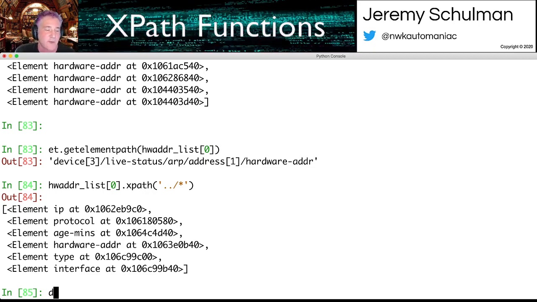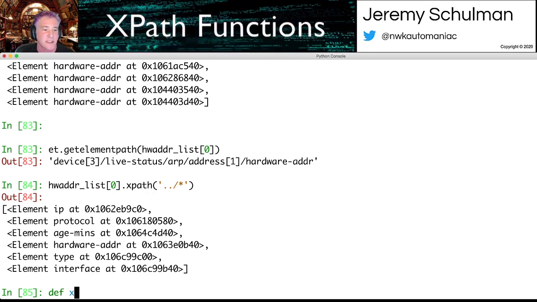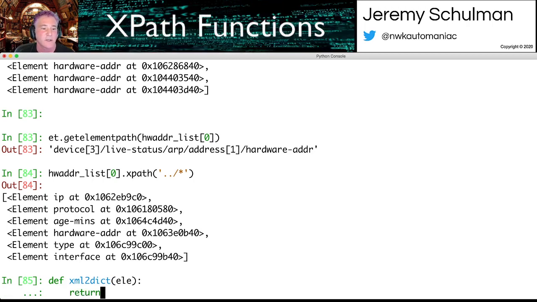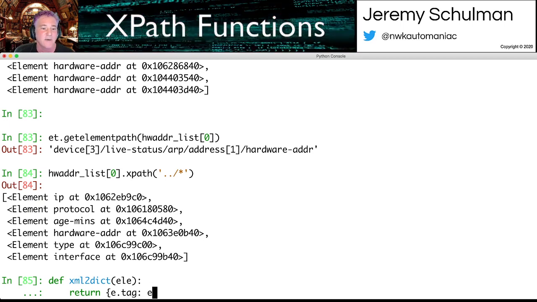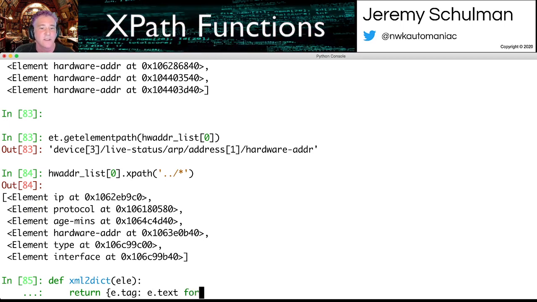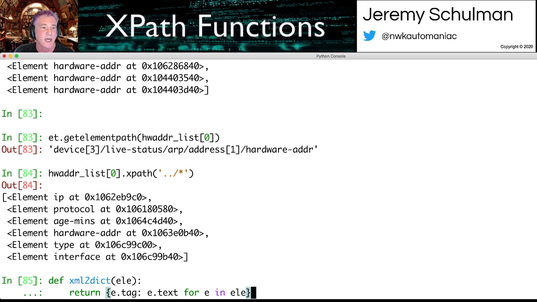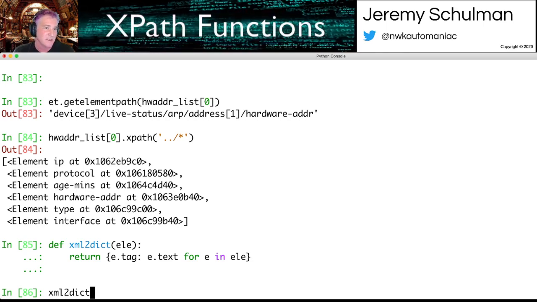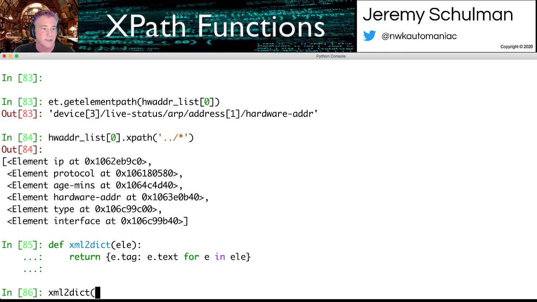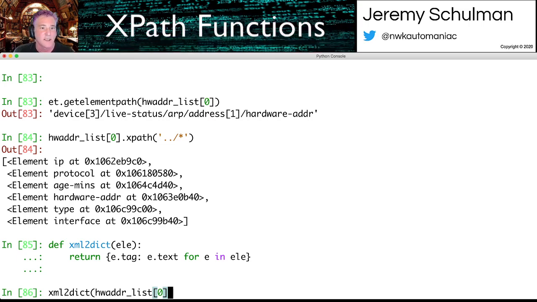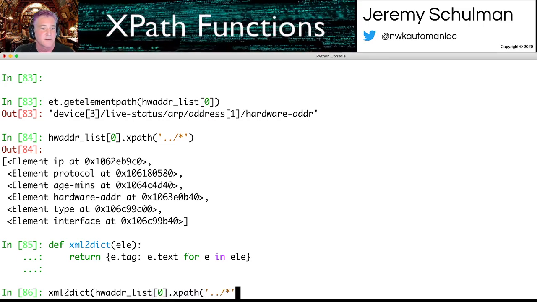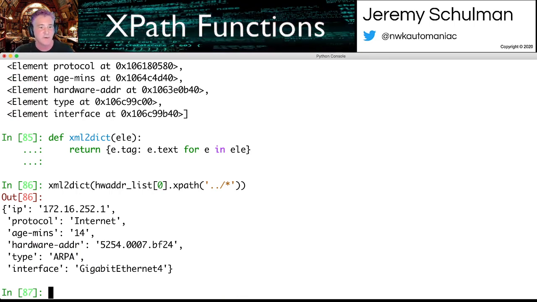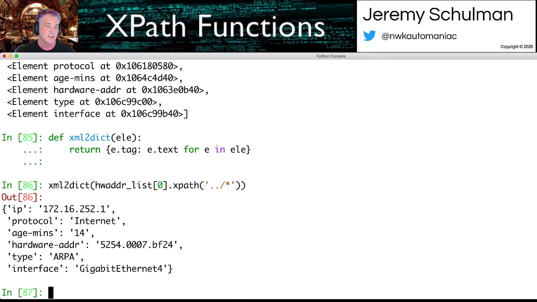So I made a little function called XML to dict, and I give it an element, and I say I want to return the tag and the text value for each child. What this really does is translate an element to a dictionary. So I could say hardware address list 0 XPath. That gives me a record of data, and I can see that this IP address and this MAC address are on this interface.